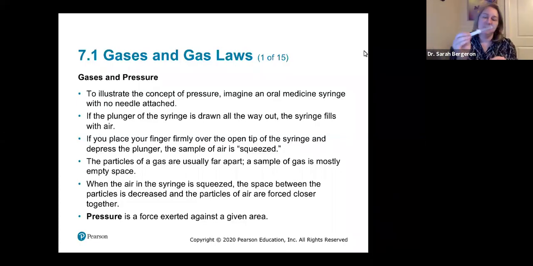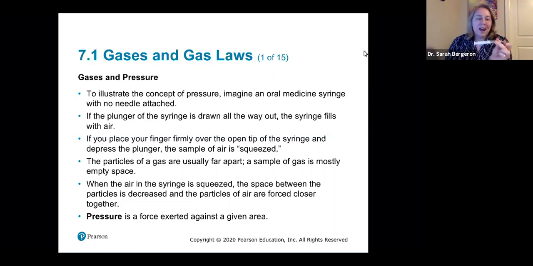Like my kid had to take medicine, right? It's like giving little kids medicine. But what you can do is take this. It's got no needle on the end. It's just a blunt tip. And so what you can do is put your finger over the end of it, right?